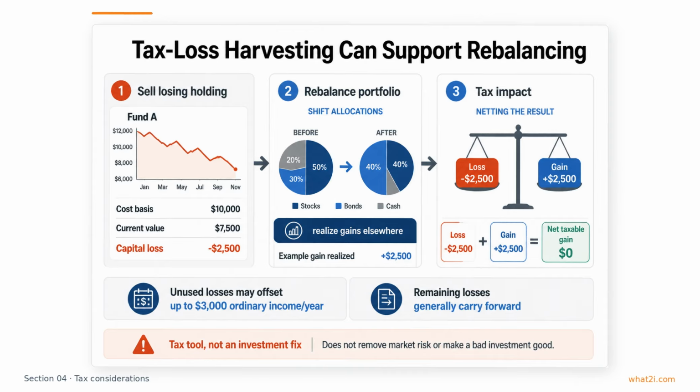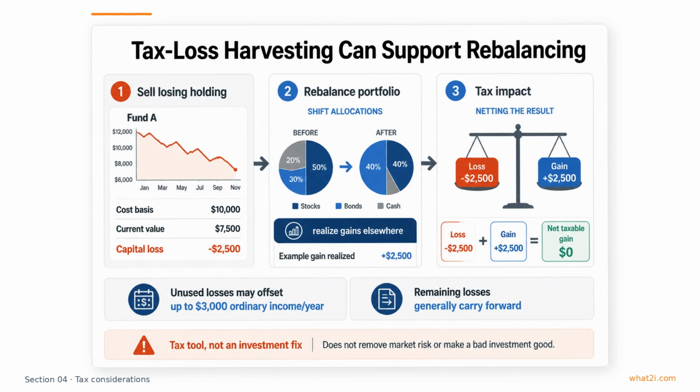If losses exceed gains, some tax systems allow a limited amount to offset ordinary income each year, with unused losses carried forward. This can make rebalancing more tax efficient, especially when gains and losses exist in different parts of the portfolio. Still, tax loss harvesting is a tax tool, not a reason to keep a weak investment strategy in place.